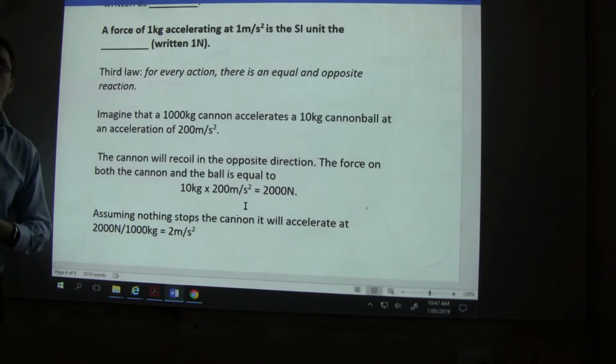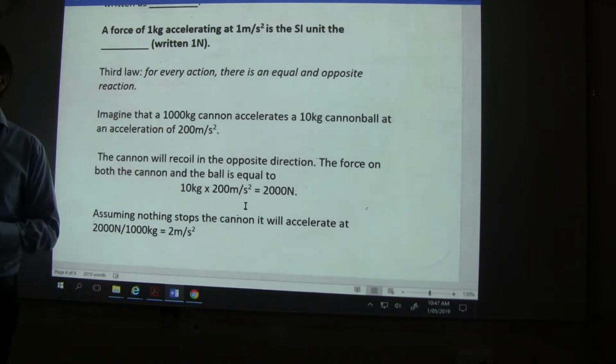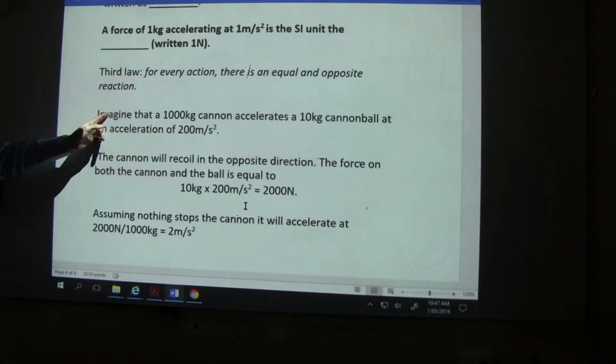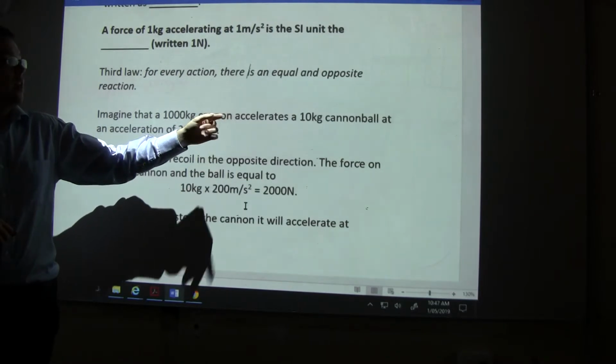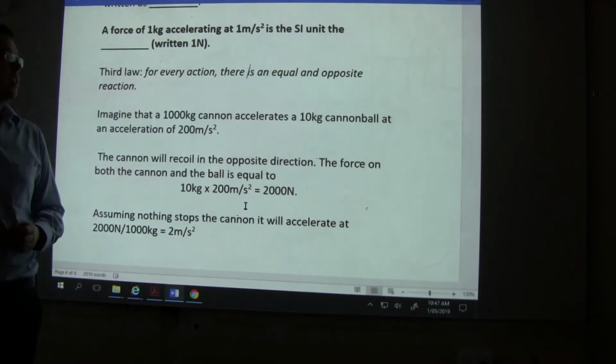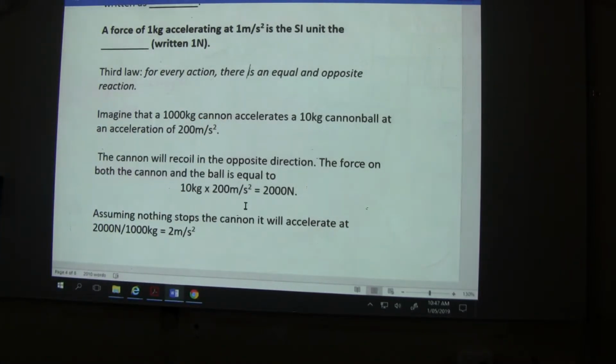Now, here's what we're going to do. We're going to imagine that you had a cannon. Now, a cannon weighs 1,000 kilograms. What do we call that? 1 ton. Thank you very much. We have a cannon, it weighs 1 ton. It accelerates a 10 kilogram ball, a cannonball, at an acceleration of 20 meters per second squared.